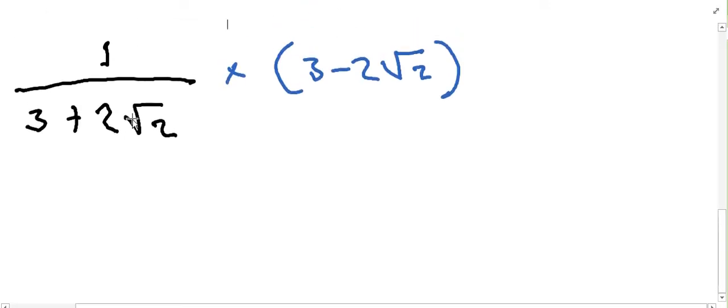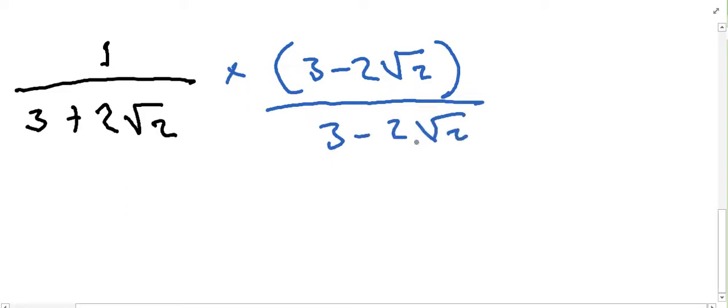Okay, so let's look at the conjugate of that. The conjugate I've already stated, which is that one there. So the only thing I need to do is to multiply both sides by 3 minus 2 square root 2. If you look at 3 plus 2 square root 2 and that one, these are a difference of two squares. You see how easy this question is.